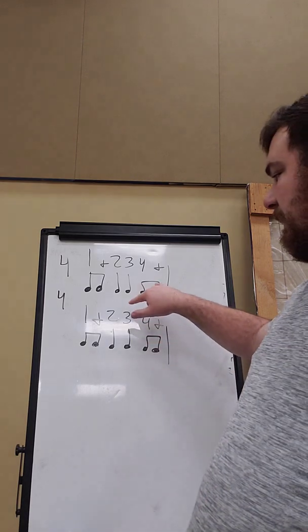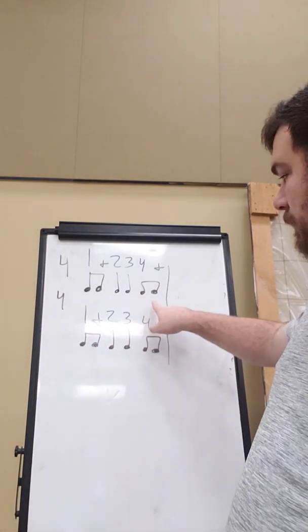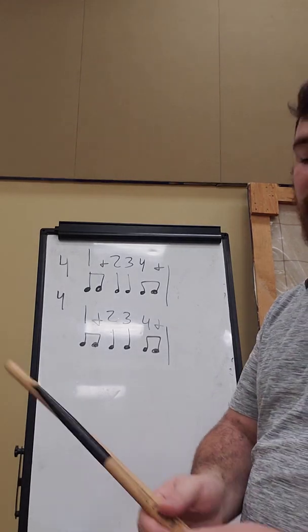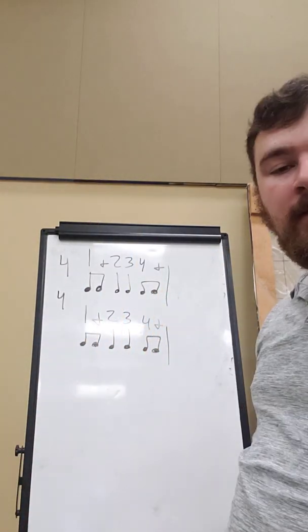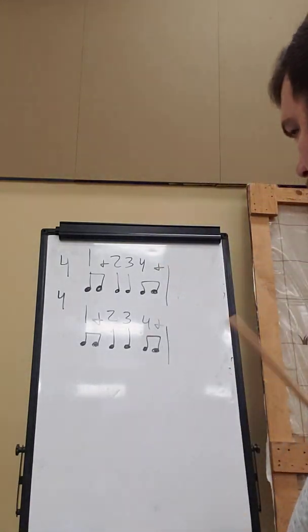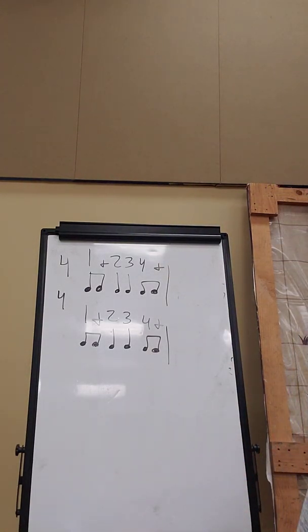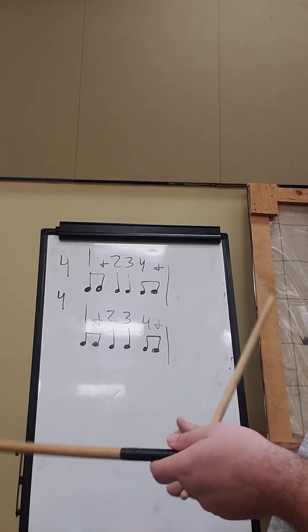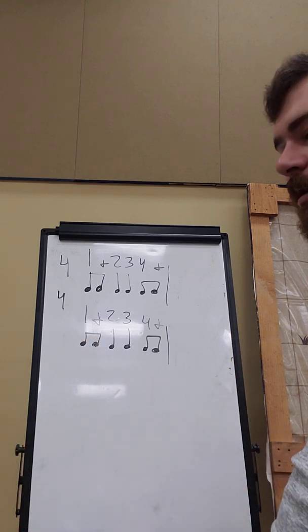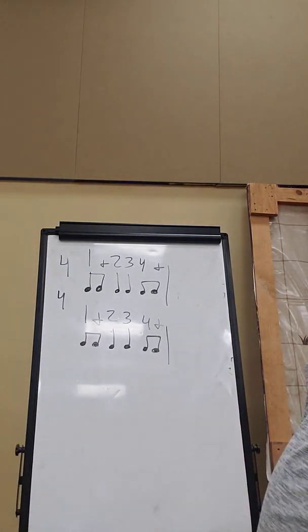Do notice that the 4 and the 1 and are both eighth notes, so that's going to go continuous. 4 and 1 and, 4 and 1 and. So watch me click this real quick. 1, 2, ready, and 1 and 2, 3, 4 and 1 and 2, 3, 4 and. And do notice it ends on 4 and, not 4 and 1.